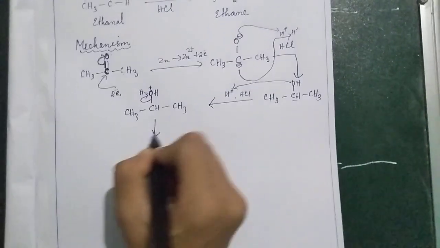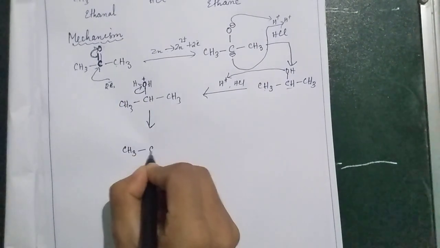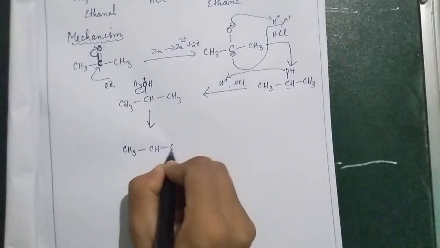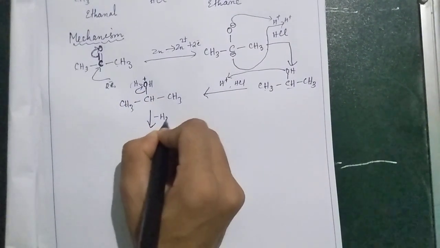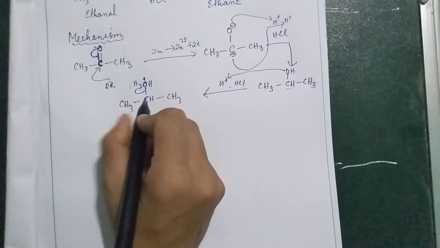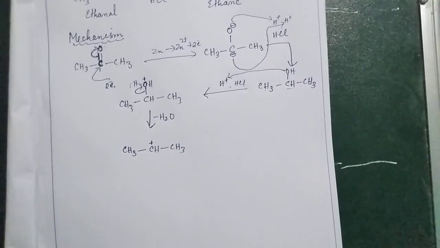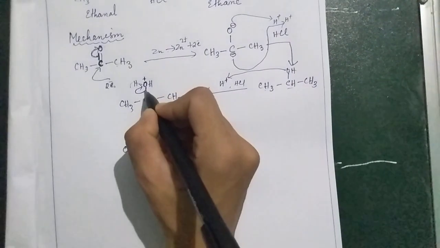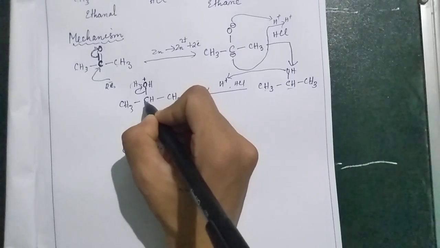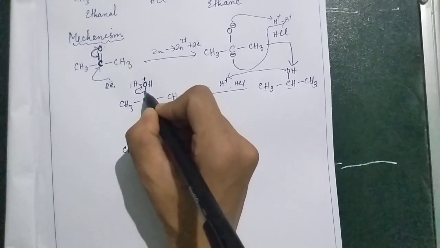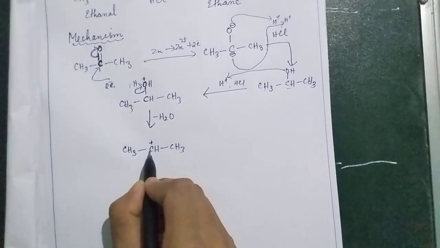Now CH3, CH3. This has gone out as H2O. So the carbon is losing 1 electron, so there is a positive sign. Because in this bond there are 2 electrons, 1 belongs to carbon, 1 belongs to oxygen. Since oxygen has taken the 2 electrons, now carbon is losing electrons, so it is positive.